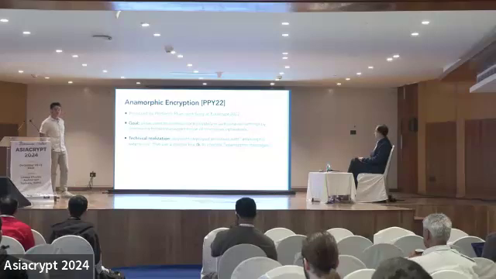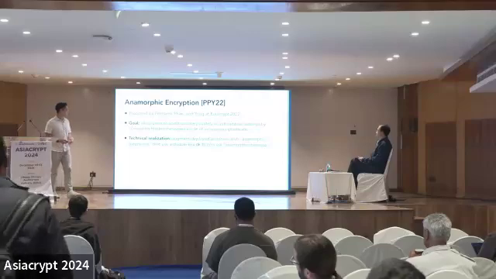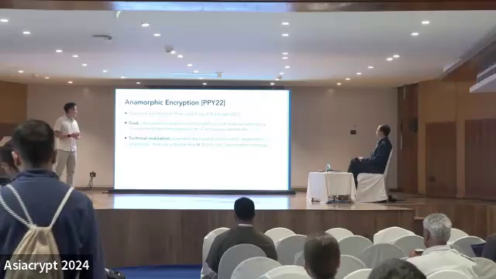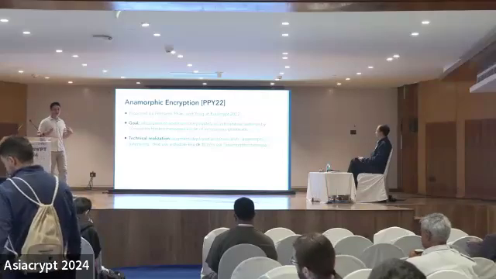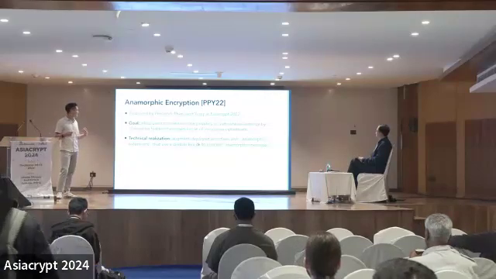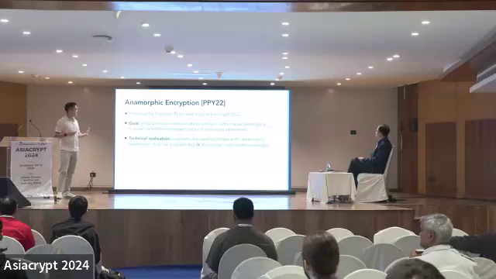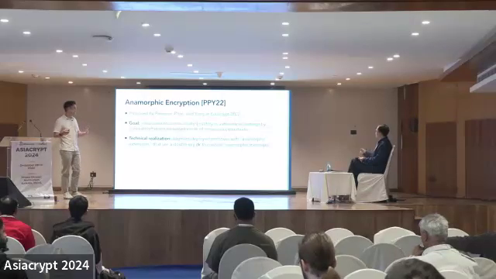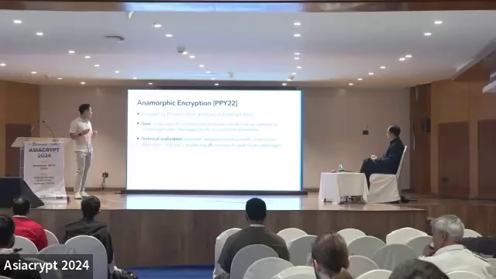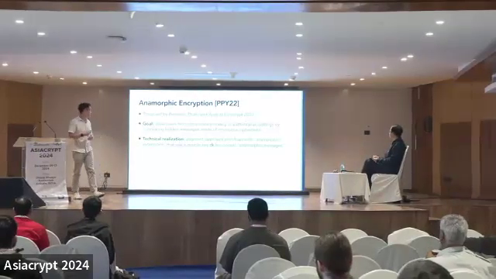Anamorphic encryption was a primitive introduced by Persiano, Phan, and Young at Asiacrypt 2022. To summarize the goal in one sentence, it allows users to communicate privately, even in authoritarian settings where, say, a dictator might be able to get a user's secret keys. This is done by concealing hidden messages inside of innocuous ciphertexts.